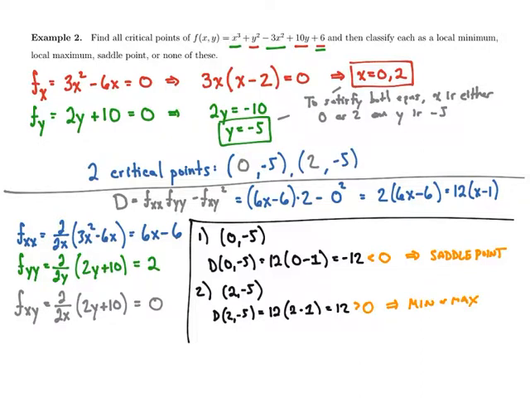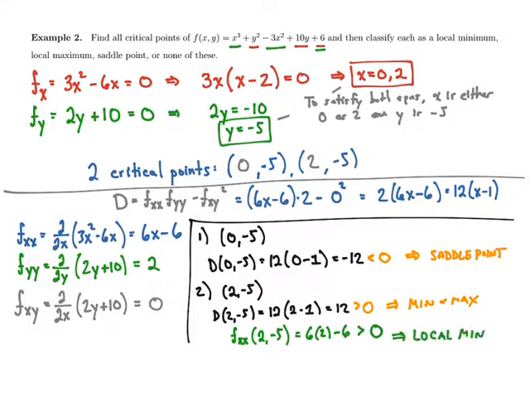We have to plug it into the fxx to determine which one it's going to be. So fxx of 2, negative 5, we've kind of already done this work. That's going to be 6 times 2 minus 6. I don't really care what the value is. I just know that this is positive. So that's going to tell us that we have a local minimum.